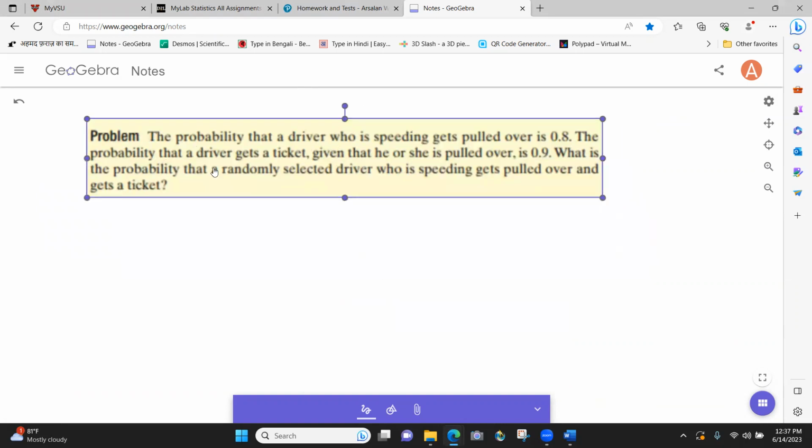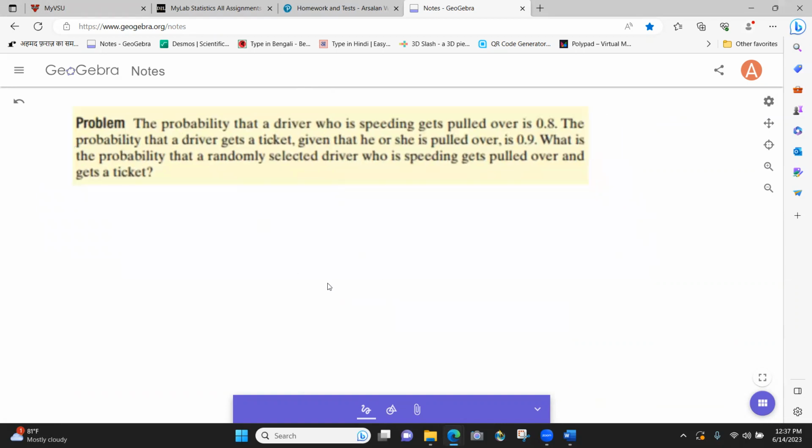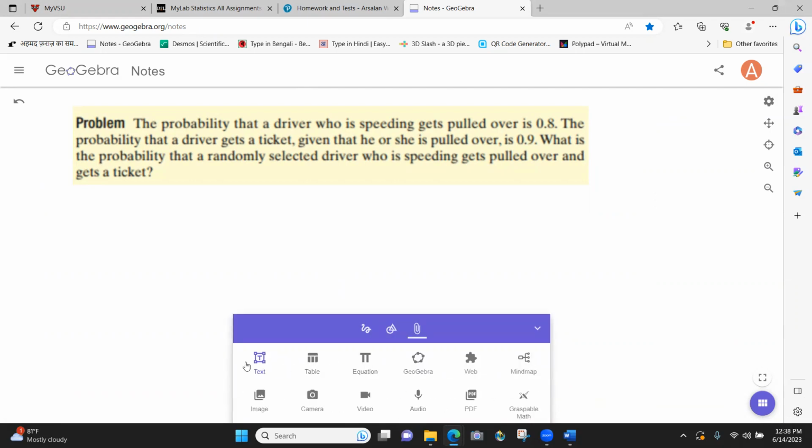Okay, so let's try a problem from your book. The probability that a driver who is speeding gets pulled over is 0.8. So the probability that a driver gets a ticket, given that he is pulled over. Now let's write it down nicely. Writing down a few things nicely will save you a lot of time.